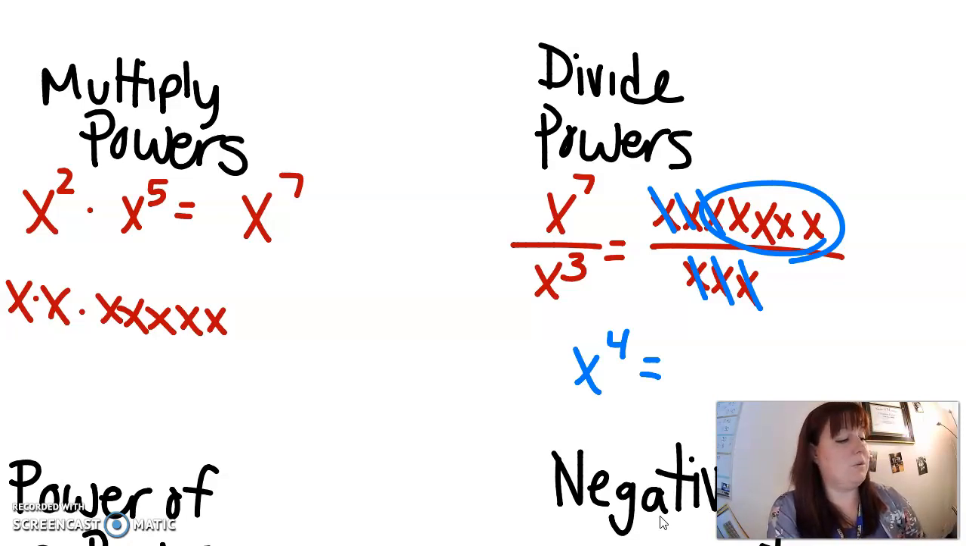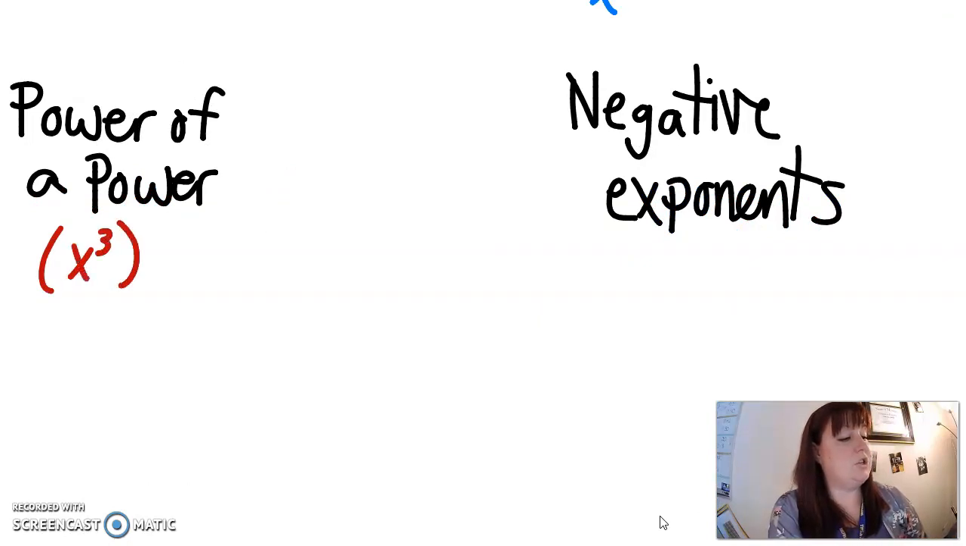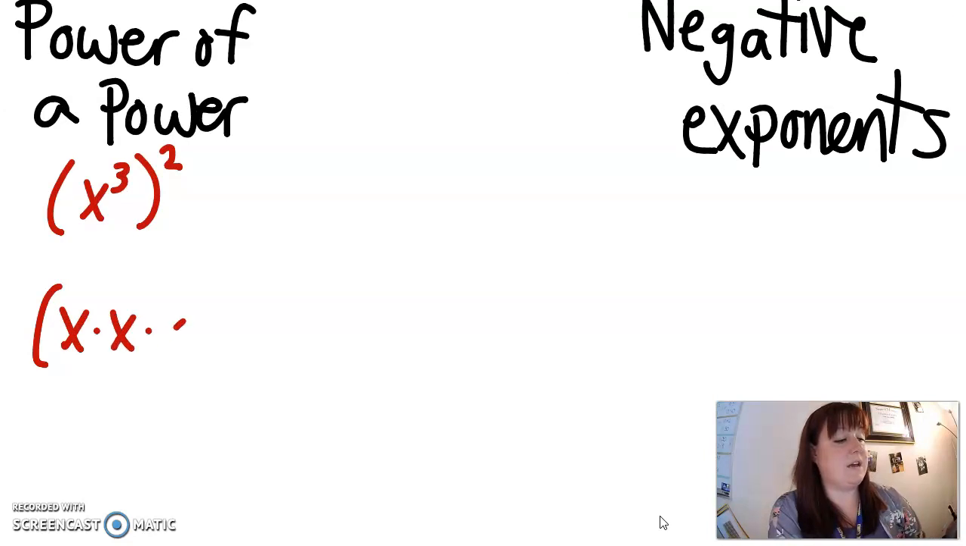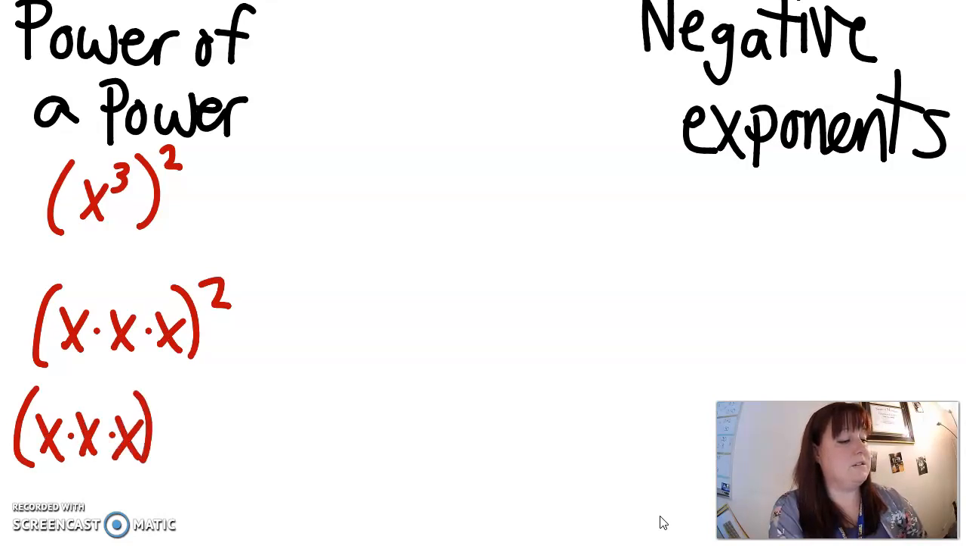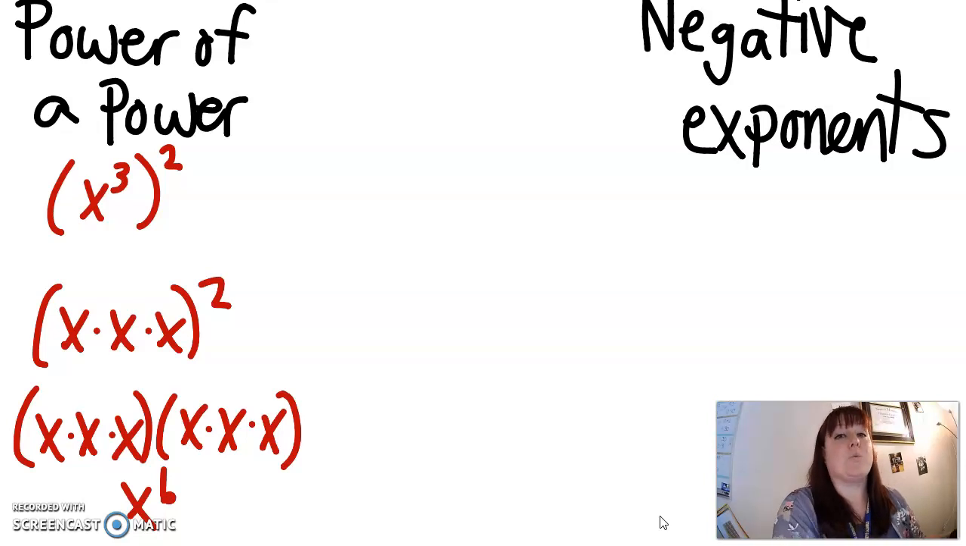What about a power of a power? What if I have x to the 3rd, squared? So I'm raising this to the power. So what I'm saying is I'm taking x to the 3rd, which is x times x times x, and I'm squaring that. So what does that really mean? That means x times x times x times itself, right? X times x times x. So how many x's do I actually have? I actually have x to the 6th here. So when I raise a power to a power, we multiply their exponents. So this becomes x to the 6th, right? Because I have two groups. This means I have two groups of 3, really, right? And it works for any of them.